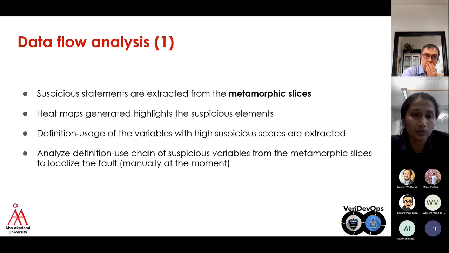And to continue with localizing the fault, we continue with extracting the definition and usage of the variables with which a high suspiciousness score is associated. And the analysis of the definition usage chain of the suspicious variables from the metamorphic slices is currently performed manually, but we plan to automate the approach.